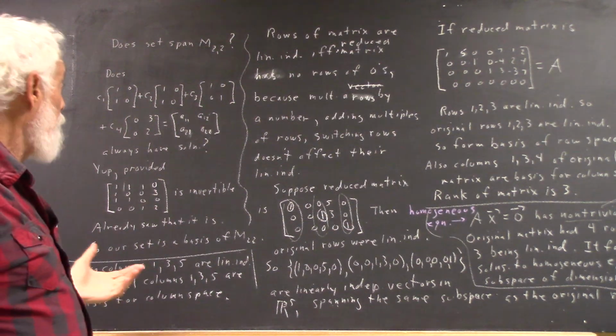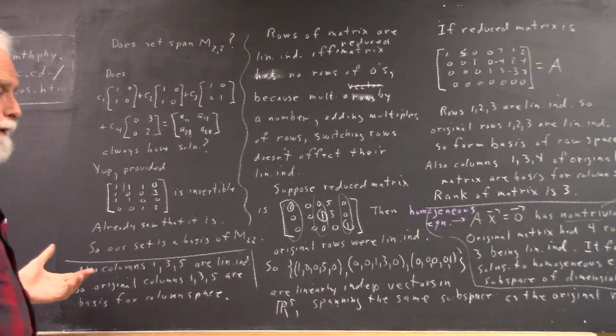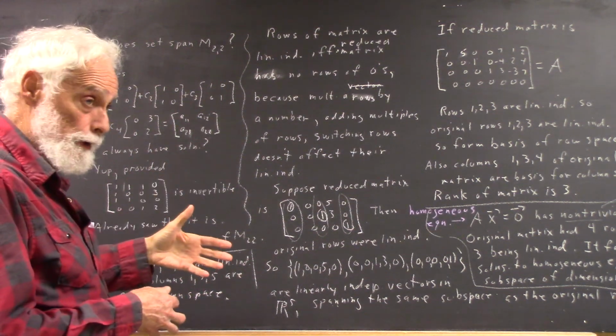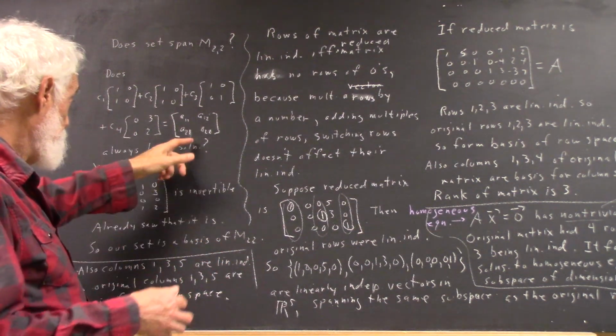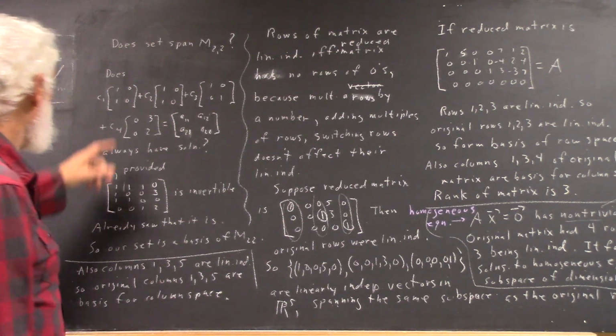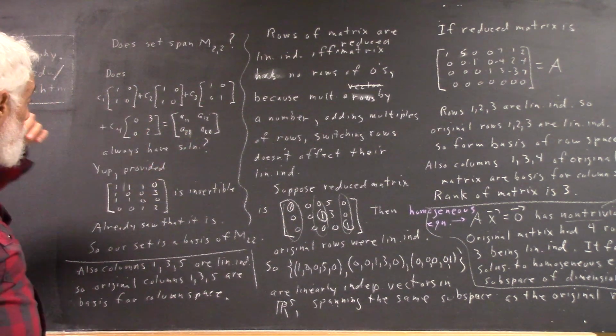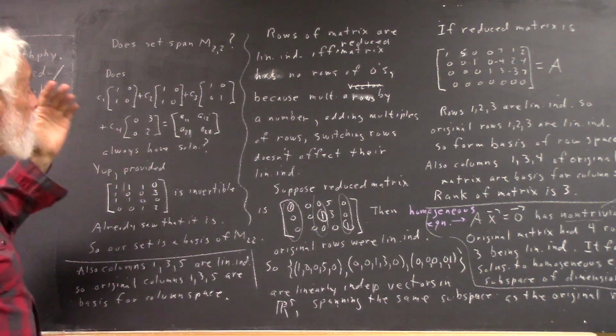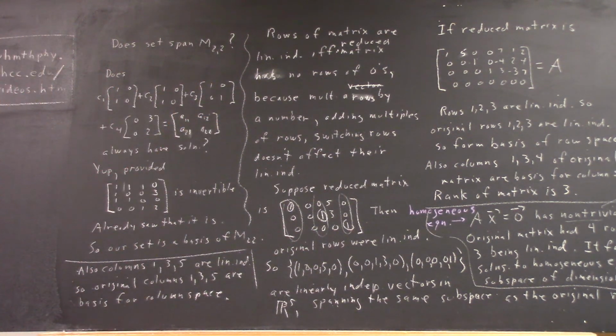And that would establish that the set is a basis, because we already established that it's linearly independent, and now we establish that it spans the space, because if we can get any vector in the space by a linear combination of the vectors, it's spanning the space. Okay?